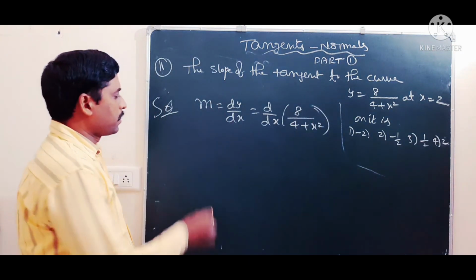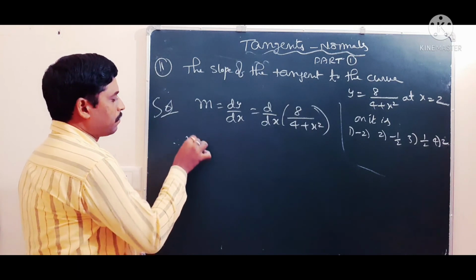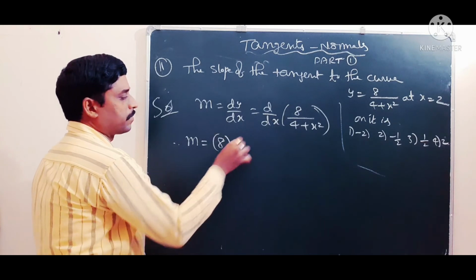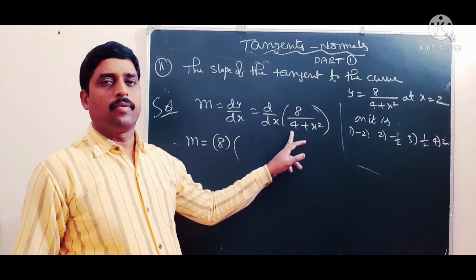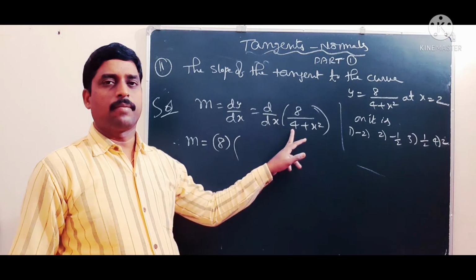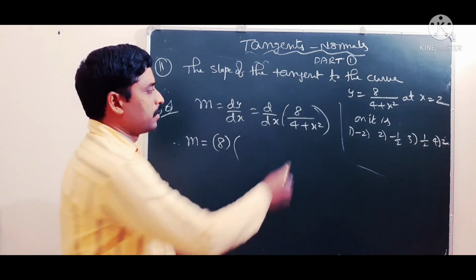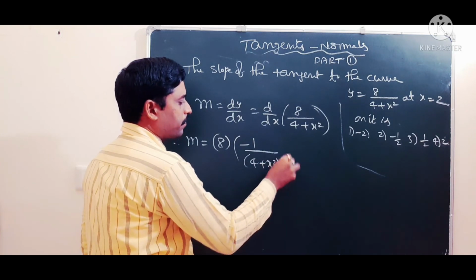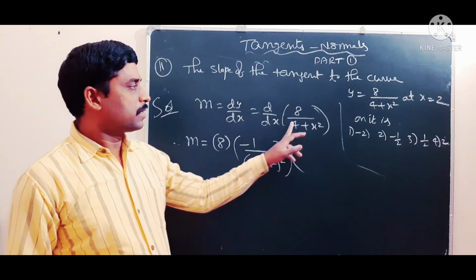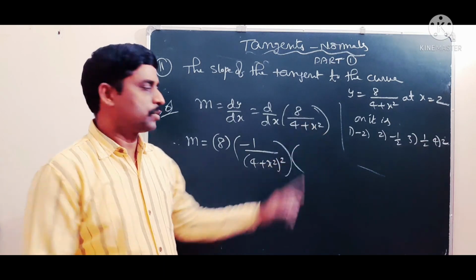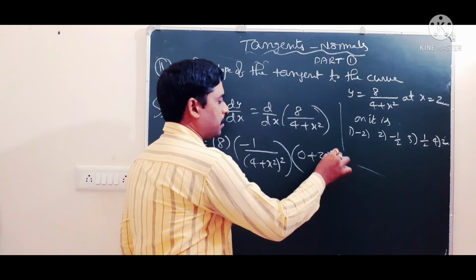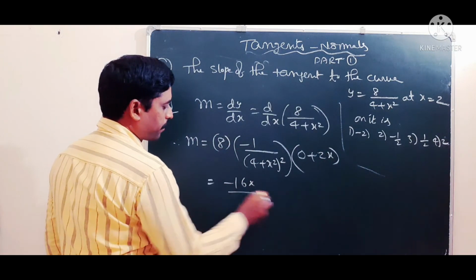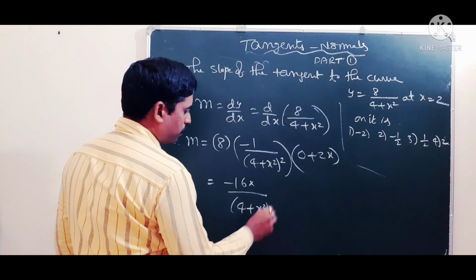Okay. Now the slope of tangent m is equal to d by dx of 8 by 4 plus x². In this, 8 is a constant. The differentiation of 1 by x is minus 1 by x², so the differentiation of 1 by 4 plus x² is minus 1 by (4 plus x²) whole square into the differentiation of the denominator: the differentiation of 4 is 0, and the differentiation of x² is 2x. So by using the chain rule, this will be minus 16x by (4 plus x²) whole square.